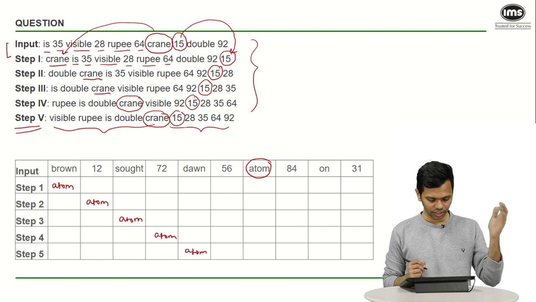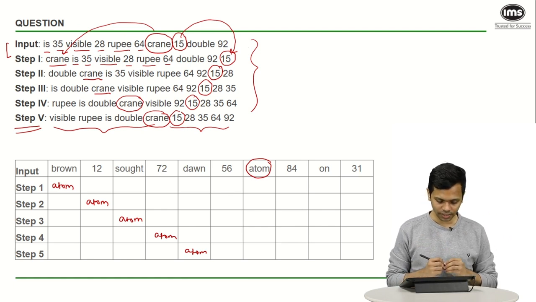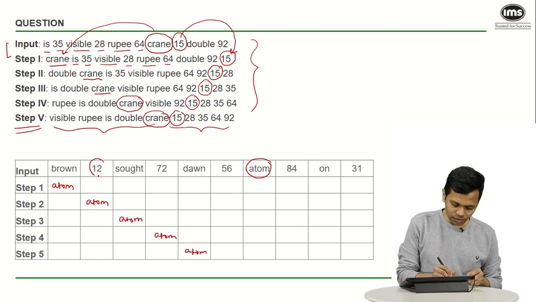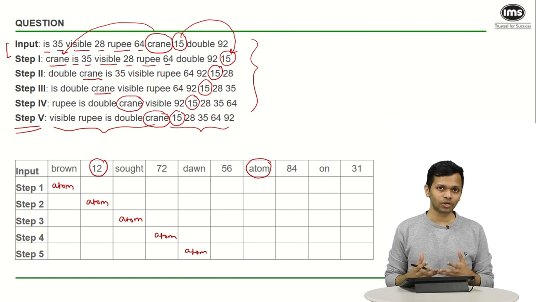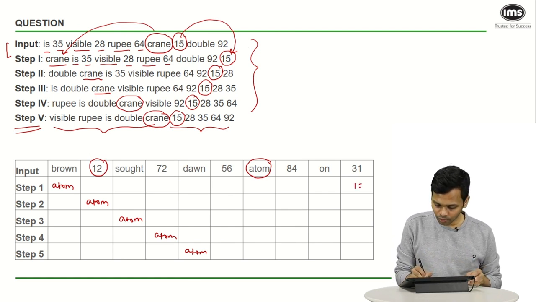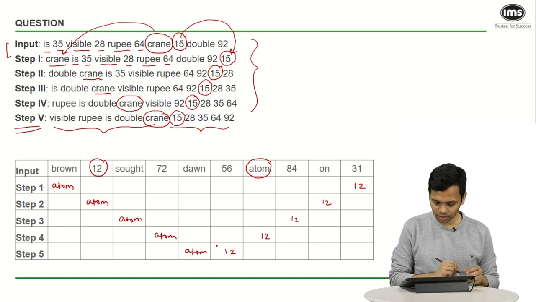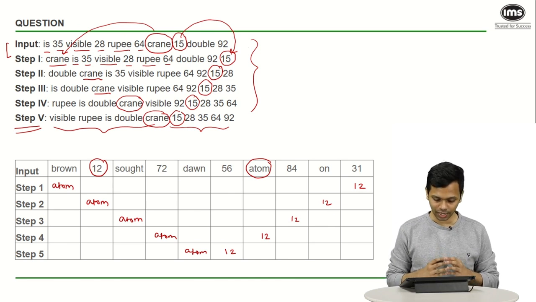So atom will go initially first and then will start moving towards the center. I am going to do this for number 12 as well because that is the smallest number that we have. Put it towards the end and then start moving it towards the center, right? So this is how the movement will be for 12.